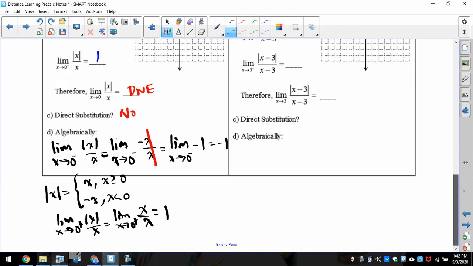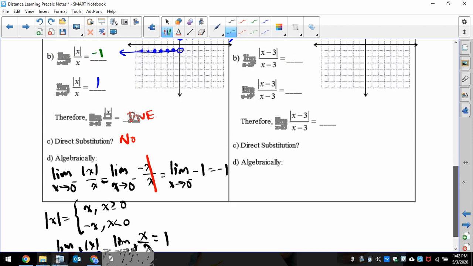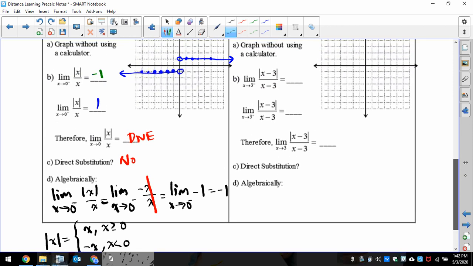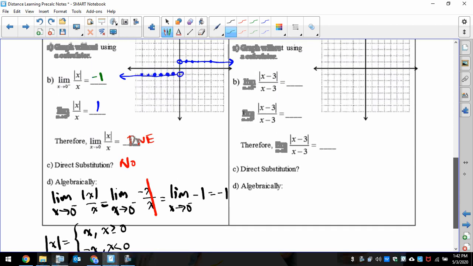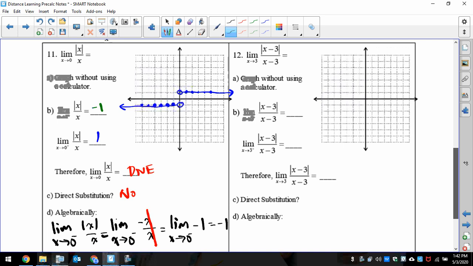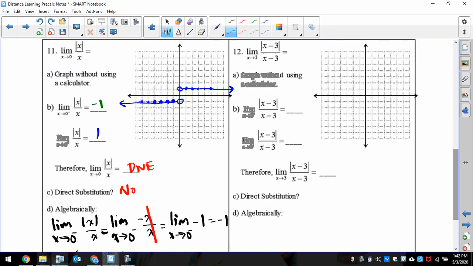It's a little bit of work to do it that way, so graphically might be the best way to do these. These are fairly complicated limits. They're not easy by any means, so I can't pretend like they are.